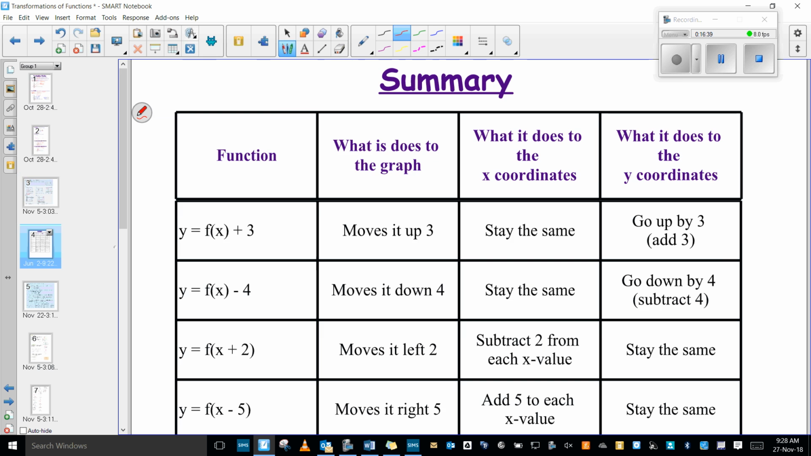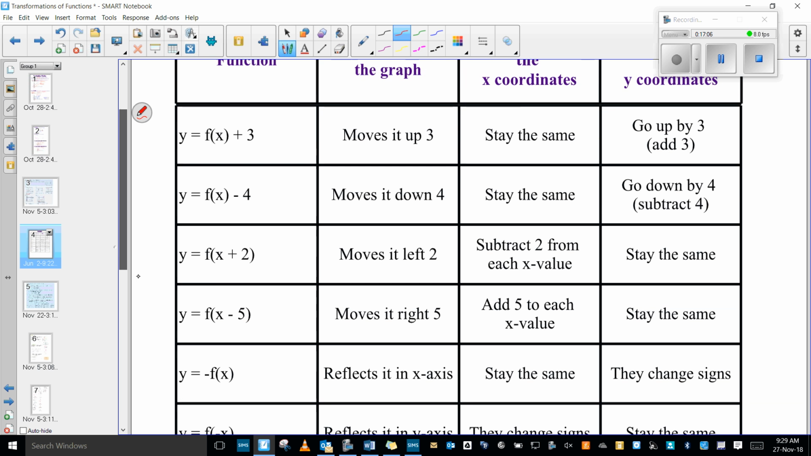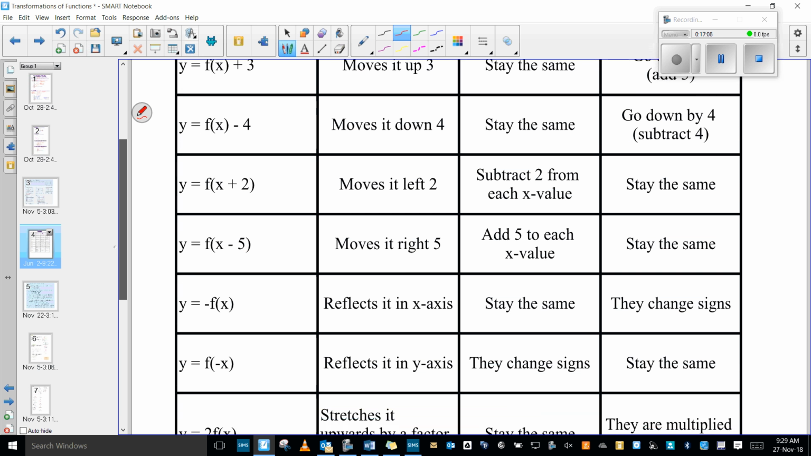I quite like this little summary table I found. This is actually just, again, a summary. What is it actually doing to the coordinates? So if you've got f of x plus 3, we know that it's going to shift the graph up by 3 units. What does it do to the actual coordinates themselves? Well, the x ones stay the same, and the y's add 3, and so on and so forth. So I'm not going to go through each one of those. You just use it as an example if you're asked about coordinates, and maybe just become familiar with it. Okay?